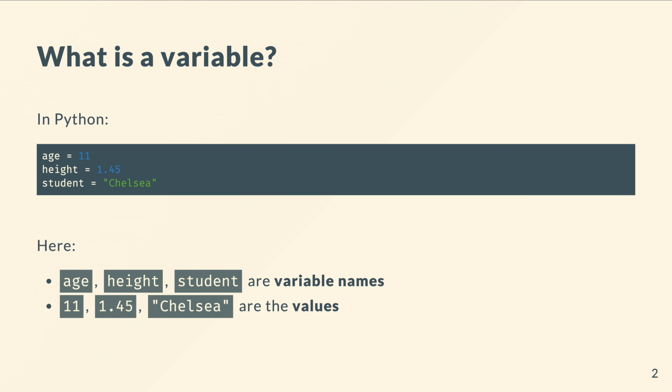A variable is a name that points to a value. Look at the code. Age stores the number 11. Height stores 1.45. Student stores the text, Chelsea. So, age, height, and student are variable names. And 11, 1.45, and Chelsea are the values.